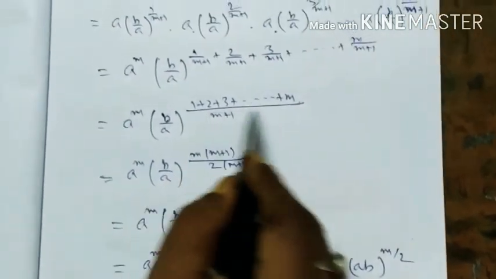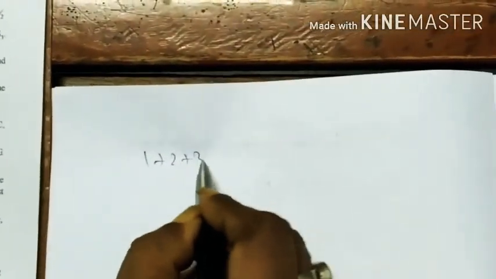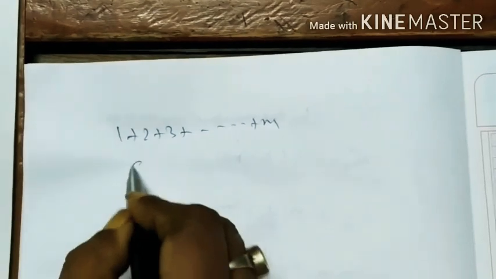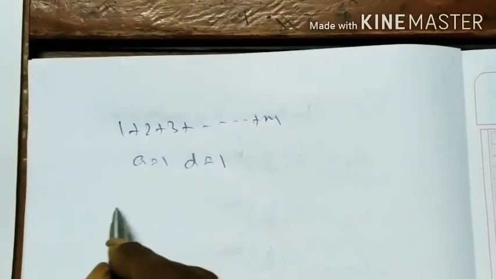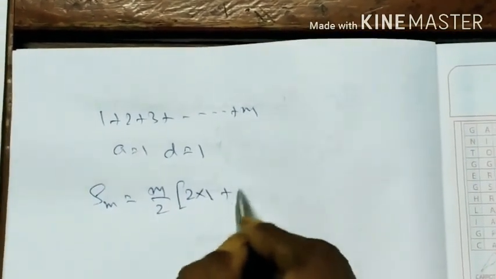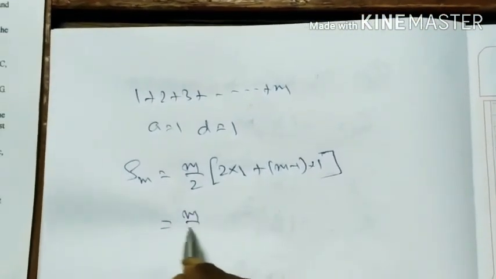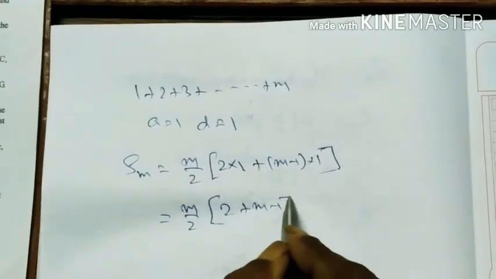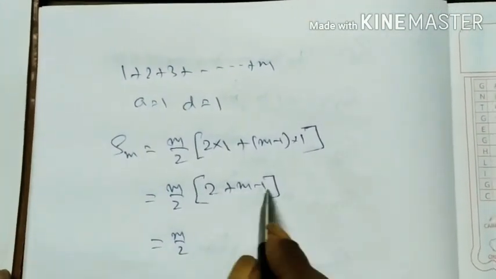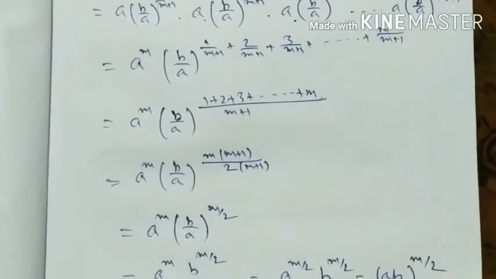Now I want to show how this becomes m plus 1 by 2. So now you see here 1 plus 2 plus 3 plus up to m. Your a is 1, common difference is 1. So Sm is equal to m by 2 into 2a plus m minus 1 times d, where d is 1. So this will be m by 2 into 2 plus m minus 1, so this will be m by 2 into m plus 1. So this is Sm, which I have placed here, m into m plus 1 by 2. This is proved.